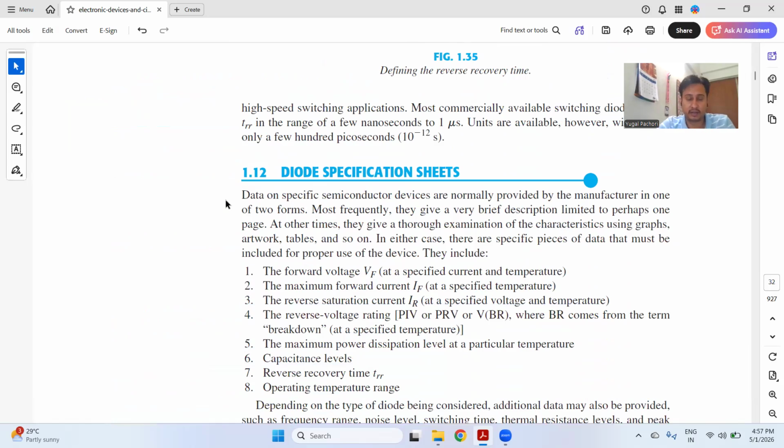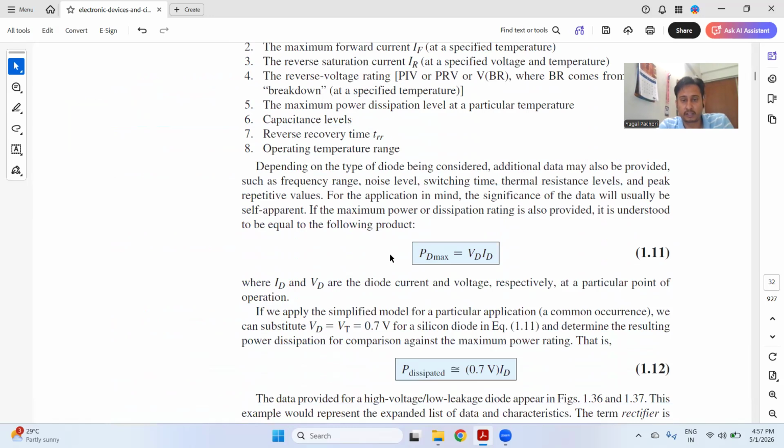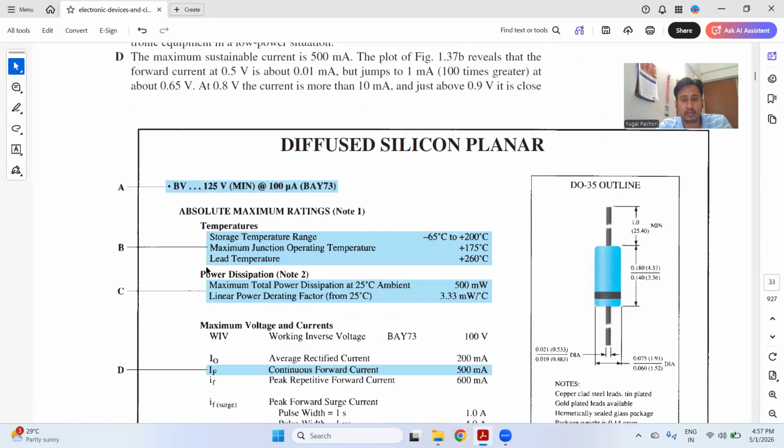There is also a diode specification sheet. So what are the factors? PD max, VD times ID: power dissipation, voltage times current, the voltage across the diode and the current through the diode. And this is the power dissipation. This is the solar silicon planar structure of the diode. These things are important when you consider the manufacturing properties of the diode, how the diode is manufactured. You have to consider the voltage, temperature, power dissipation, maximum voltage, and maximum current.